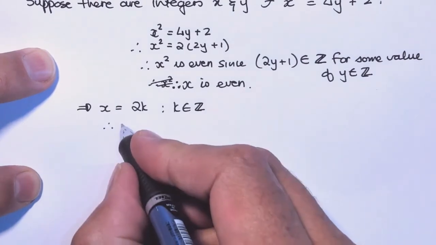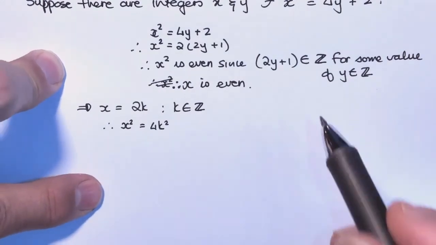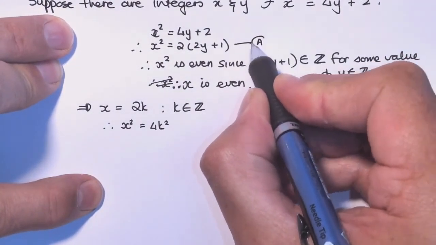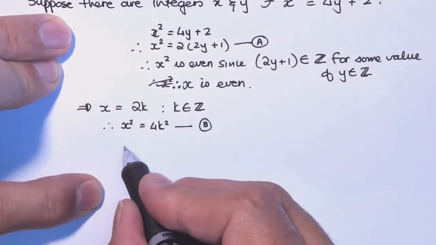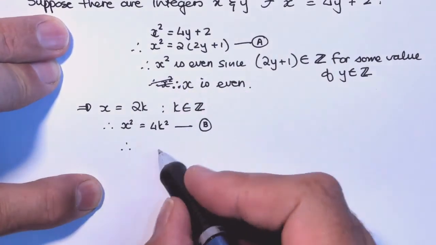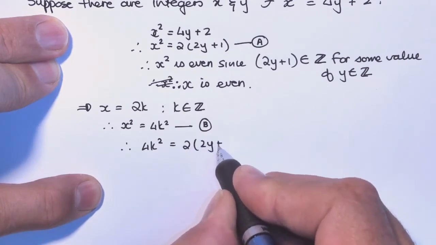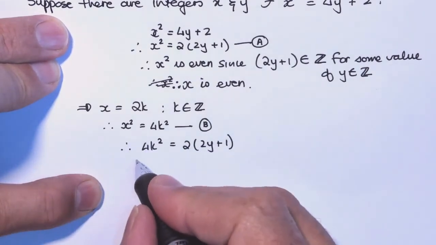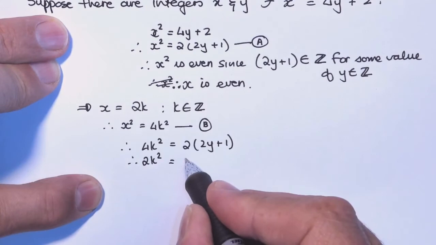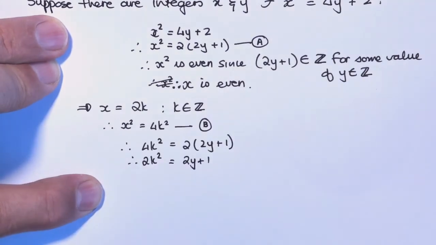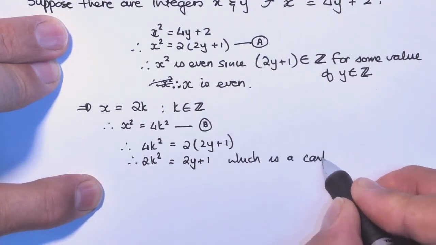Well, if I form x squared again, I get 4k squared, and I now have two statements for x squared. I've got statement A up there, and statement B down here. Now if I equate the two, I get that 4k squared is equal to 2 times 2y plus 1. If I divide both sides by 2, I get 2k squared, which is equal to 2y plus 1. Now this is a contradiction.